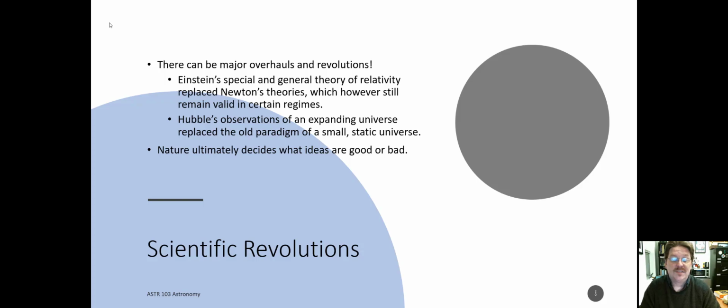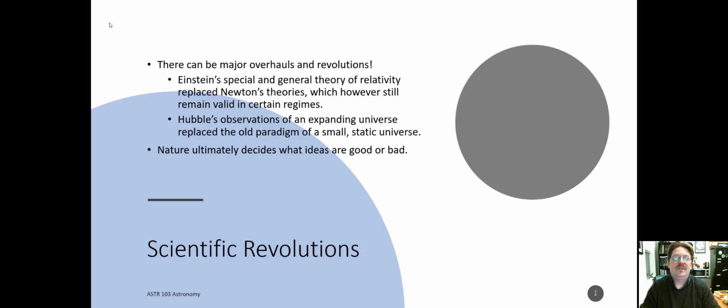But there are smaller ones, for ideas that can change a specific subfield of a science. Hubble's observation of an expanding universe replaced the old paradigm of a static, steady-state universe, or small static universe. It illustrated that the universe was in fact expanding and not just a constant for all time with the same size forever. And that revolutionized the field of cosmology, which is a subfield of astronomy.